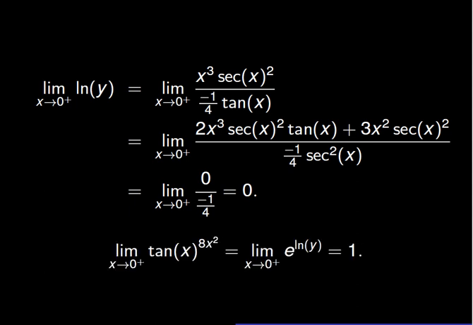In sum, the limit as x goes to 0 plus of tangent of x to the power 8x squared is equal to the limit as x goes to 0 plus of the exponential of the logarithm of y, which is equal to 1.